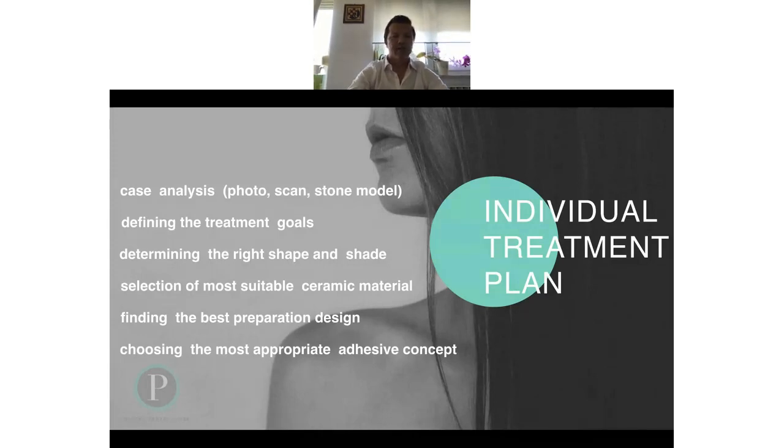According to this, when I make a plan, I very precisely define how I will approach the case.